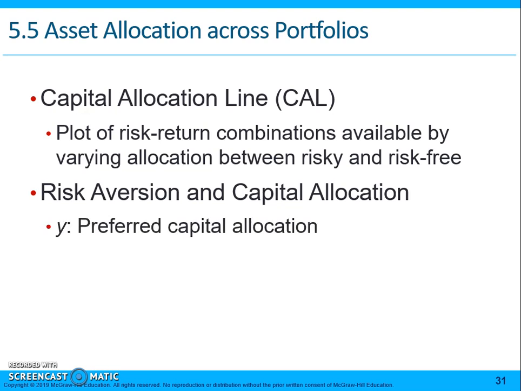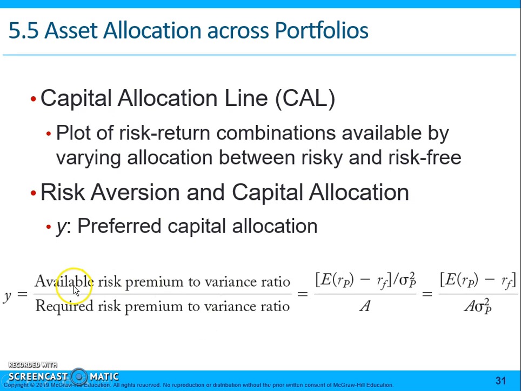Next, risk aversion and capital allocation. Y equals the preferred capital allocation. It's the available risk premium to variance ratio. That's simply the expected return on the portfolio minus the risk-free rate, divided by the variance of the portfolio multiplied by A, which is the coefficient of risk aversion. So we can rearrange that over here: the expected return on the portfolio minus the risk-free rate, divided by the coefficient of risk aversion multiplied by the variance of the portfolio.